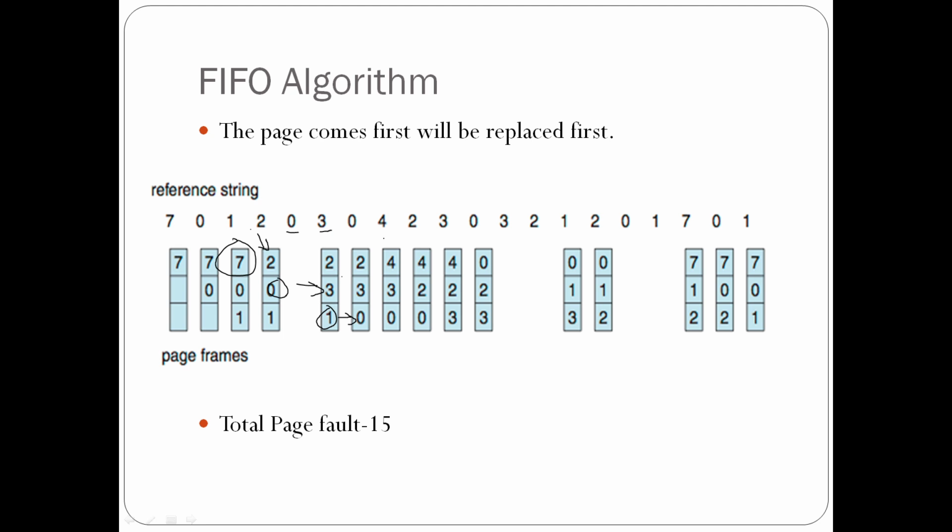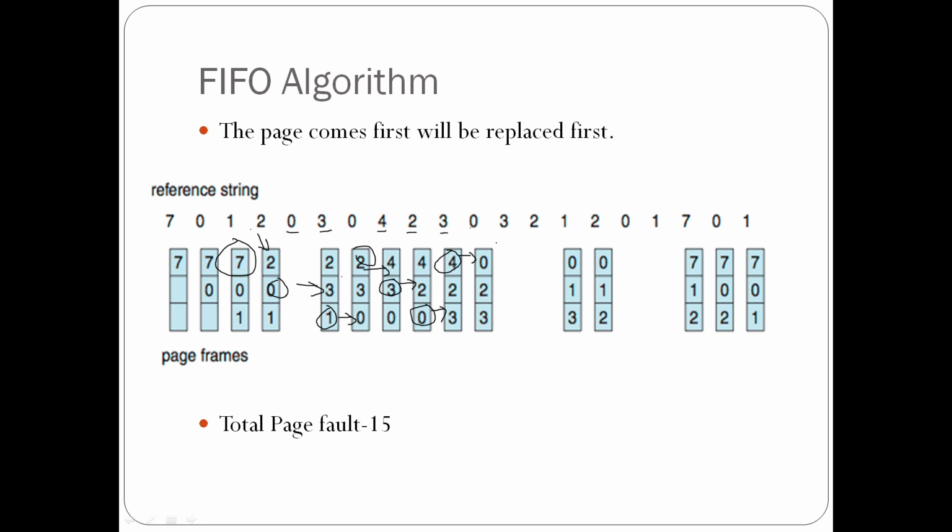Then the next string is 4. Out of these 3 frames, the page that came first is 2, so 2 will be replaced by 4. Then the next string is 2. The first page that came is 3, so 3 is replaced by 2. Again the next one is 3. 0 came first, so 0 will be replaced by 3. Then the next string is 0. 4 came first, so that is replaced by 0.